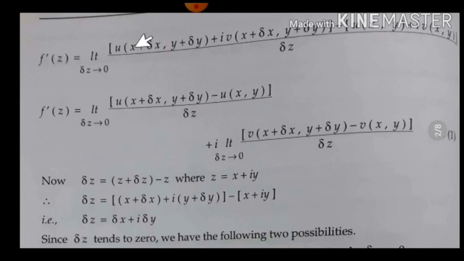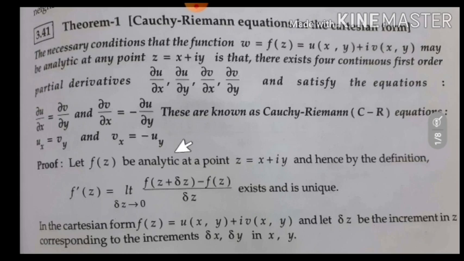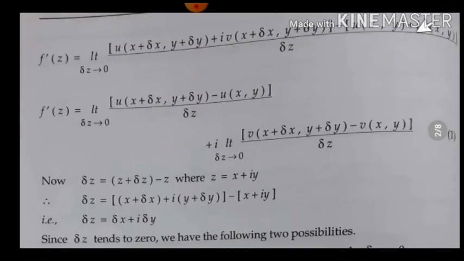So u of x plus delta x comma y plus delta y, plus i into v of x plus delta x comma y plus delta y, is f of z plus delta z. Then minus f of z, which means this function I should write, divided by delta z. So limit delta z tends to 0.